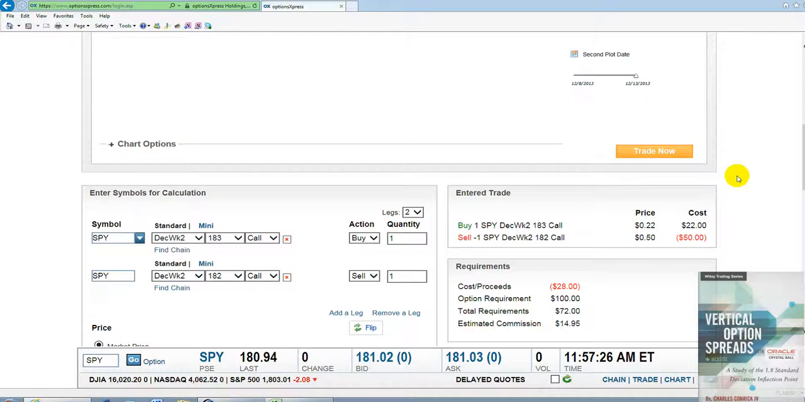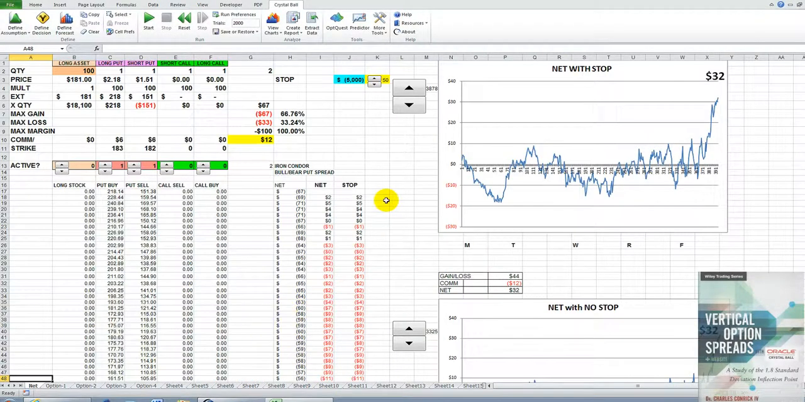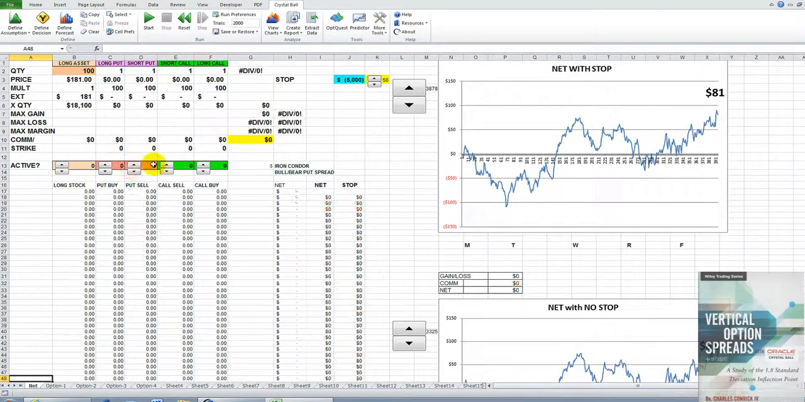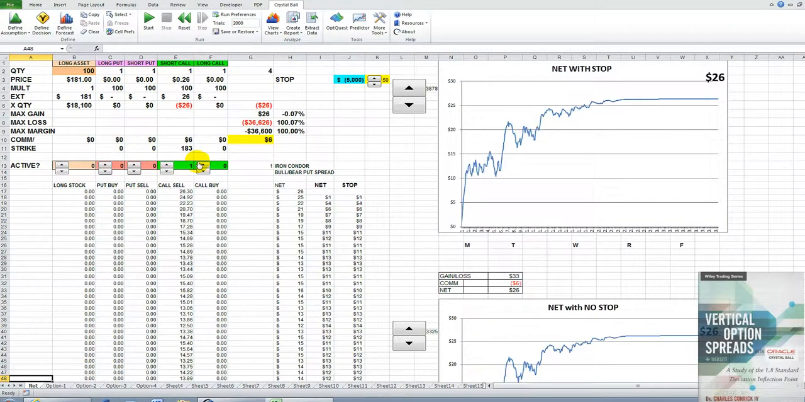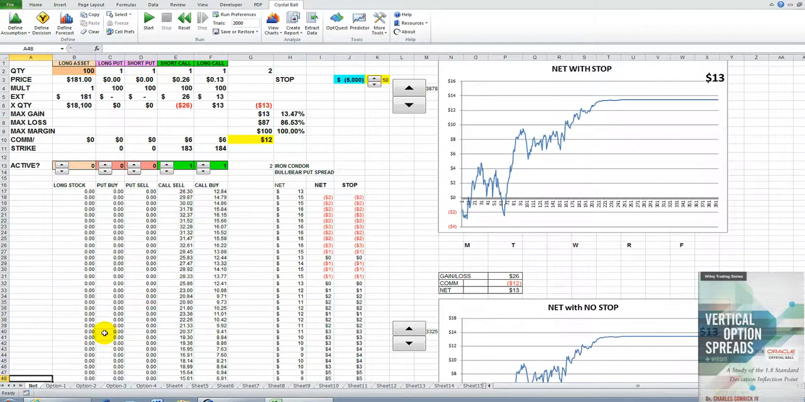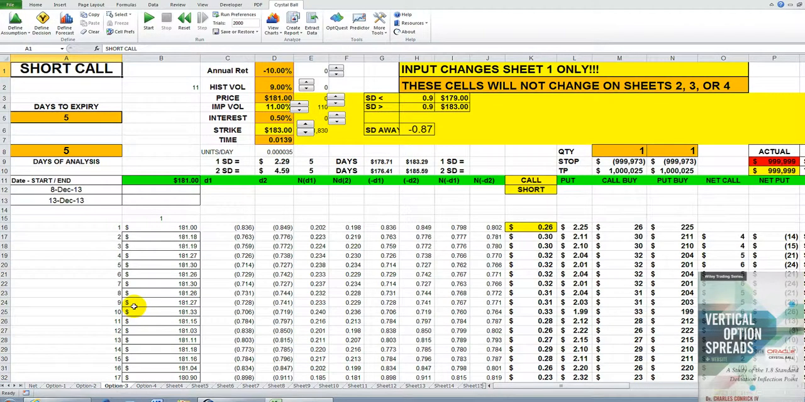A bear call spread is a credit spread because we're buying at 22, selling at 50. Buying at 22, selling at 50, 183, 182. On the trading spreadsheet, we're going to toggle off the puts right here, toggle them off, toggle on the calls, and let's go set up the call strikes on tab option 3 and tab option 4. Now, the first trade we were looking at, or will look at, is the short call. And I believe that we went with a 183, 182.